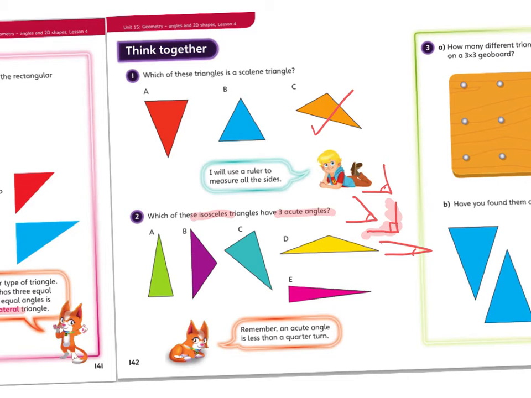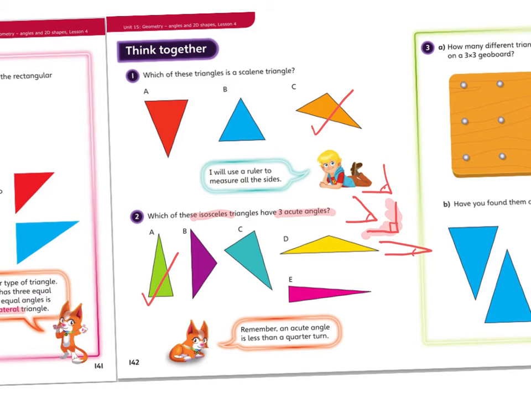So they're all isosceles triangles, but which ones have acute angles? So this one, that's less than 90, that's less than 90, and if you turn that around, that's less than 90. So an isosceles triangle with three acute angles, there's one. Let's look at the next one. That's less than 90, that's less than 90, that one is more than 90, so that has not got three acute angles.